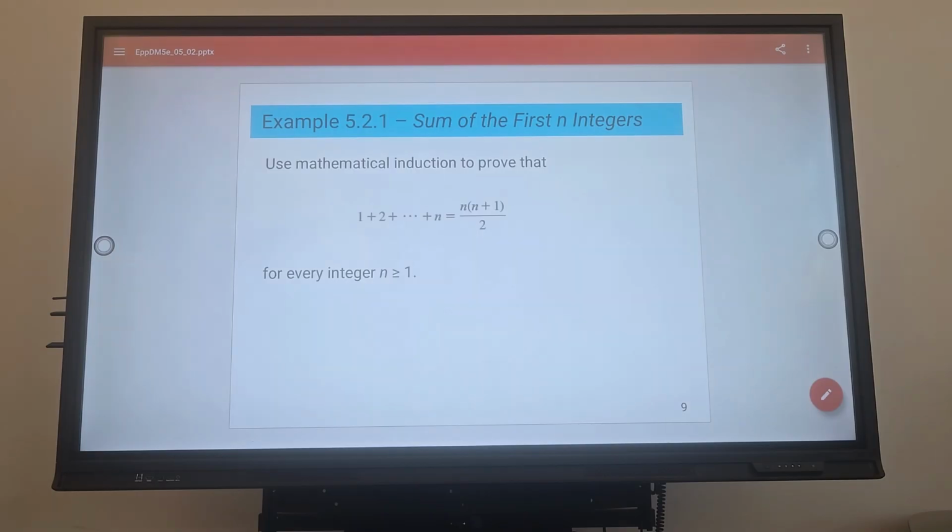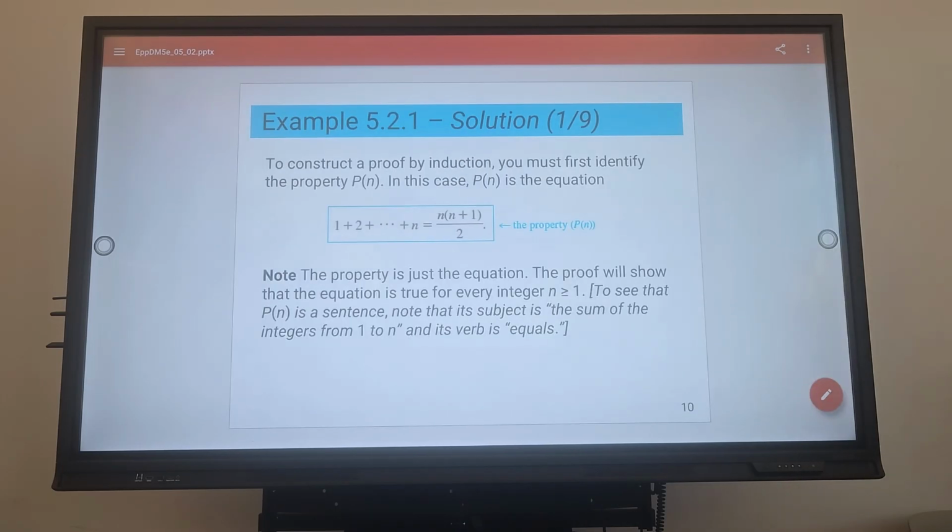So you use mathematical induction to prove that 1 + 2 + 3 + 4 + ... + n equals n(n+1)/2 for every integer n greater than or equal to 1. To construct a proof by induction, you must first identify the property. In this case, it's the equation. The proof will show that the equation is true for every integer greater than or equal to 1.